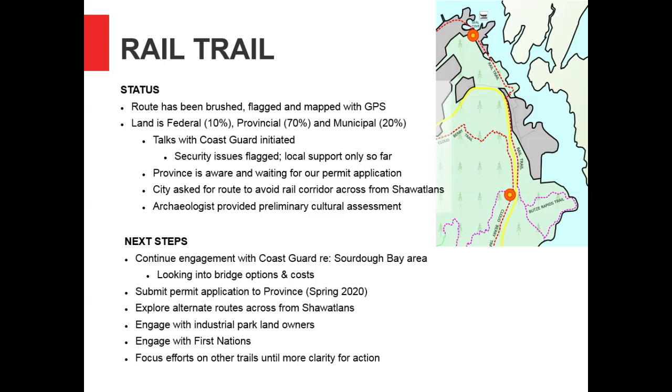The province is on board with our proposed route. The city has expressed some reservations due to its proximity to the ongoing Showatlands projects. So currently we have begun engaging the federal government regarding the Sourdough Bay area, and we intend to continue engaging with First Nations and the industrial parkland owners. That all being said, we have decided to focus our main next efforts on another section of the Phase 1 loop that we believe has greater potential for a quick turnaround.